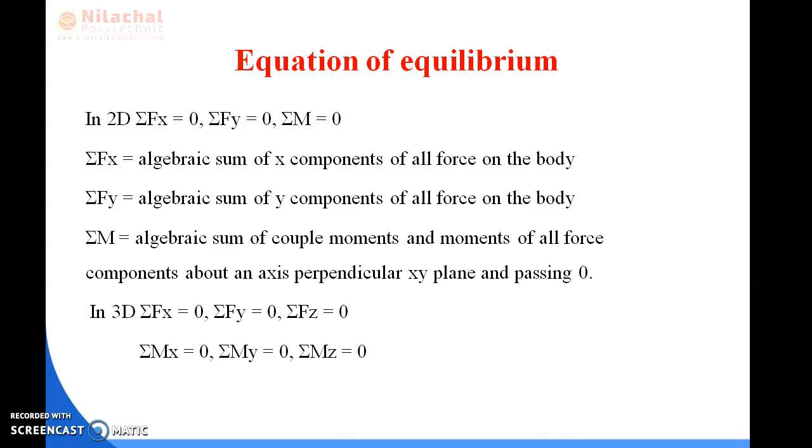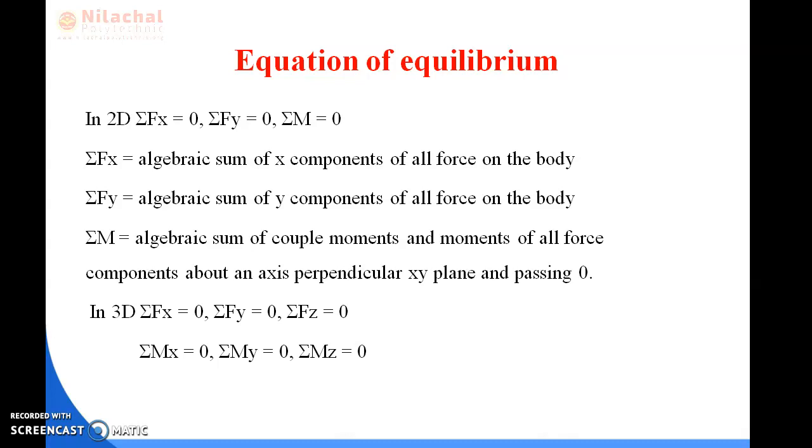Okay. So for any kind of derivation, you need this equilibrium equation so that you can find the unknown force or unknown moment. Your equilibrium equation depends upon three kinds of situations. The first situation is the 2D situation, that means the two-dimensional situation.